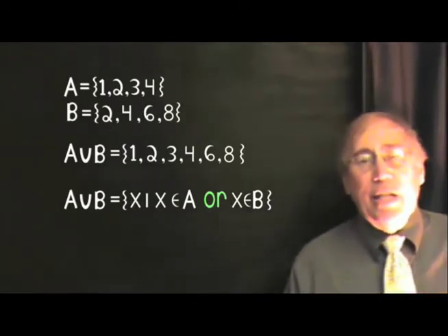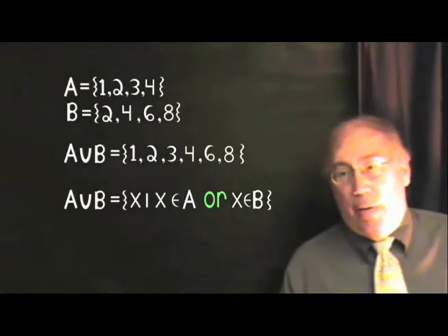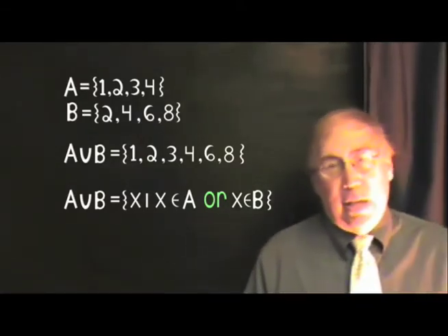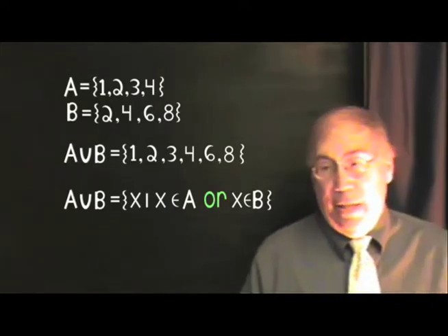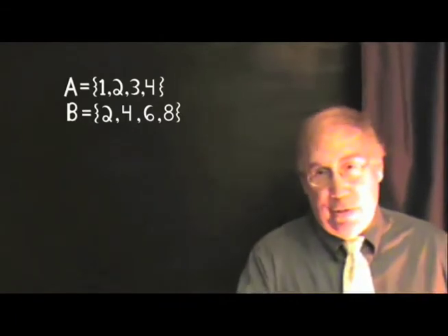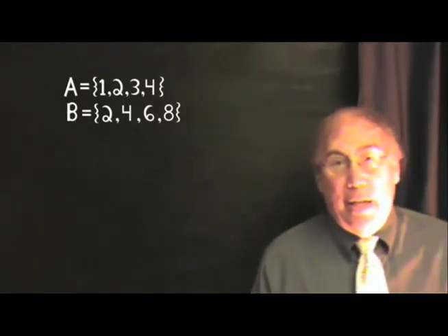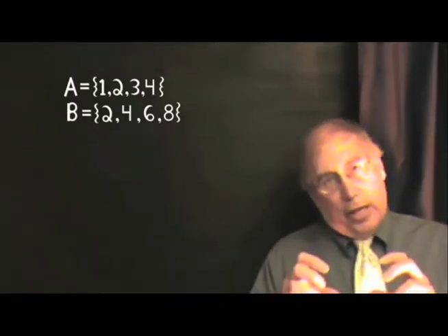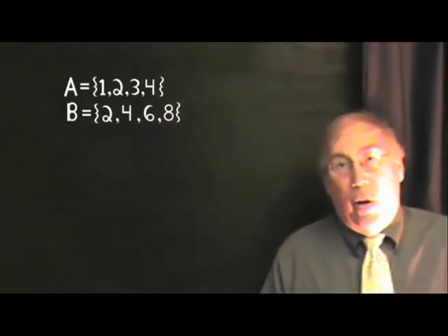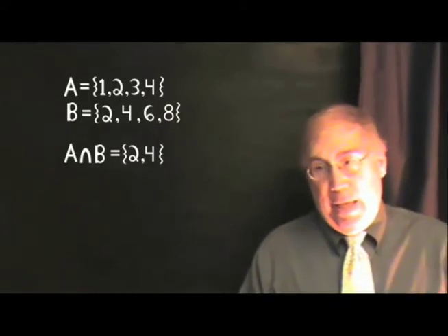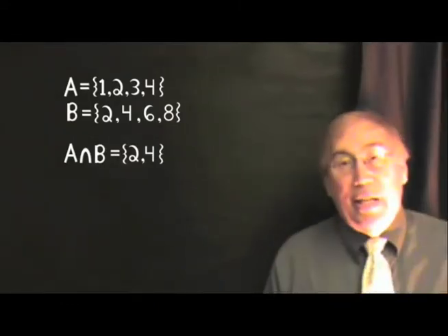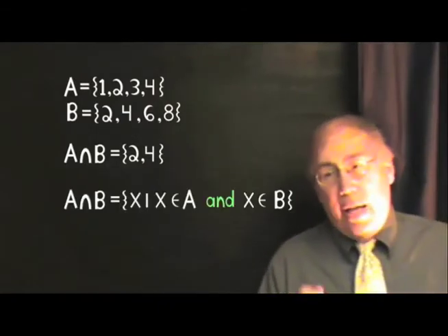Now, let's keep our same sets A and B, and let's look at intersection, which should be coming up here. There's our two sets. They're the same numbers. Now, A intersect B is asking, what numbers are in A and B? And if you look, both sets here contain a 2 and a 4.